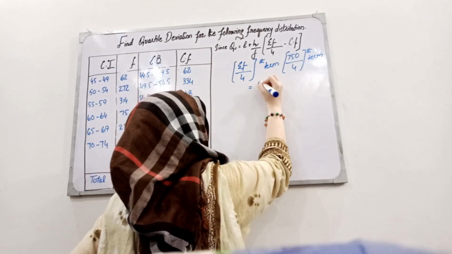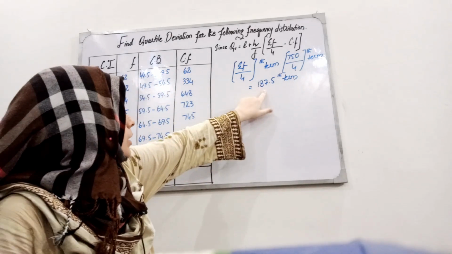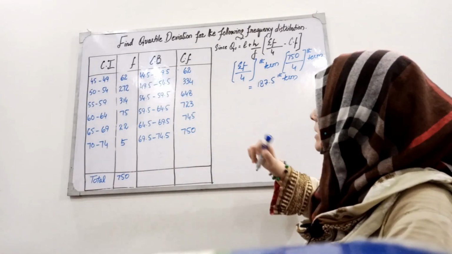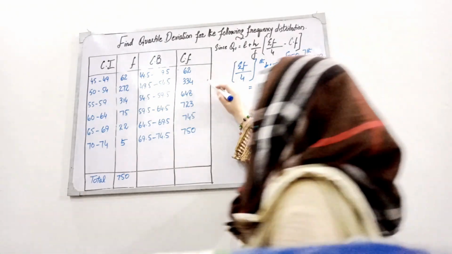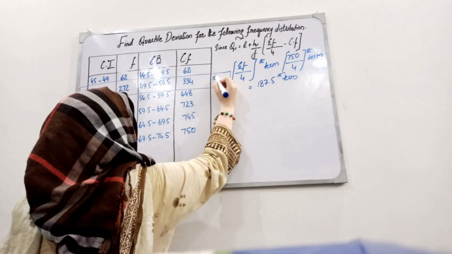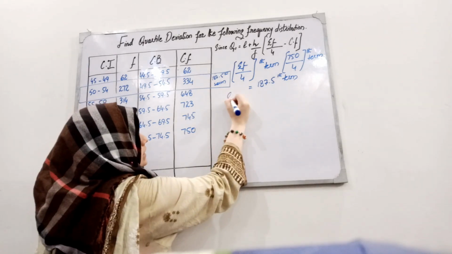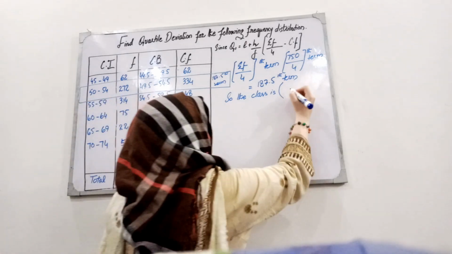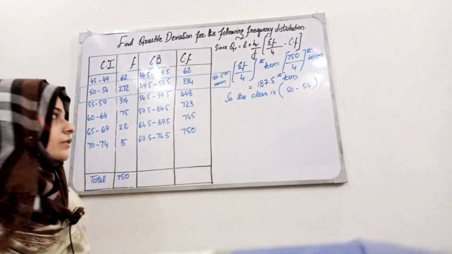187.5. Now with the help of that term, we will find out the class. Now let's see where that term will be covered. So it will be covered in the second class of this particular data. Now let's highlight that 187.5 term. So we will get the class, which is 50 to 54. Now let's put all those values in that particular formula.